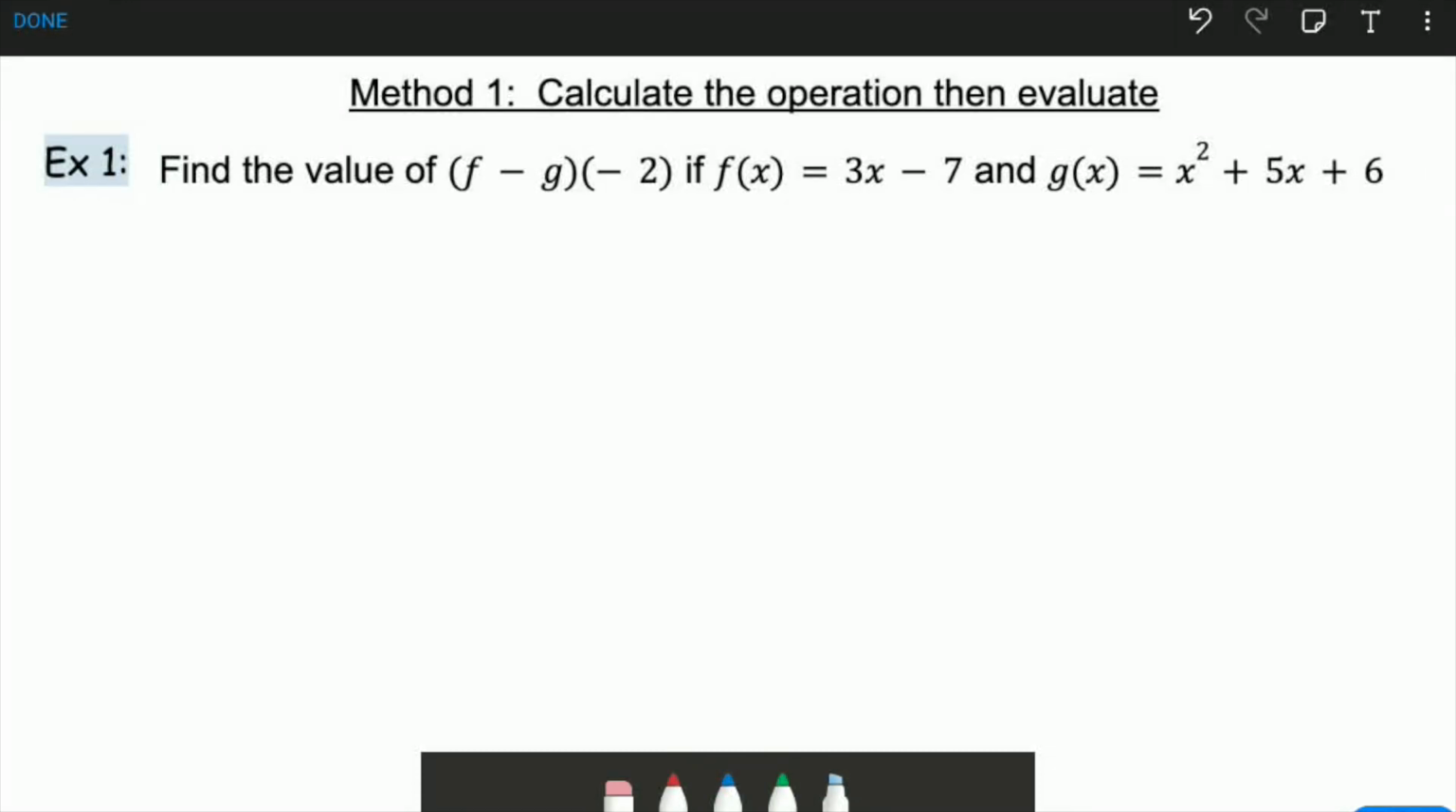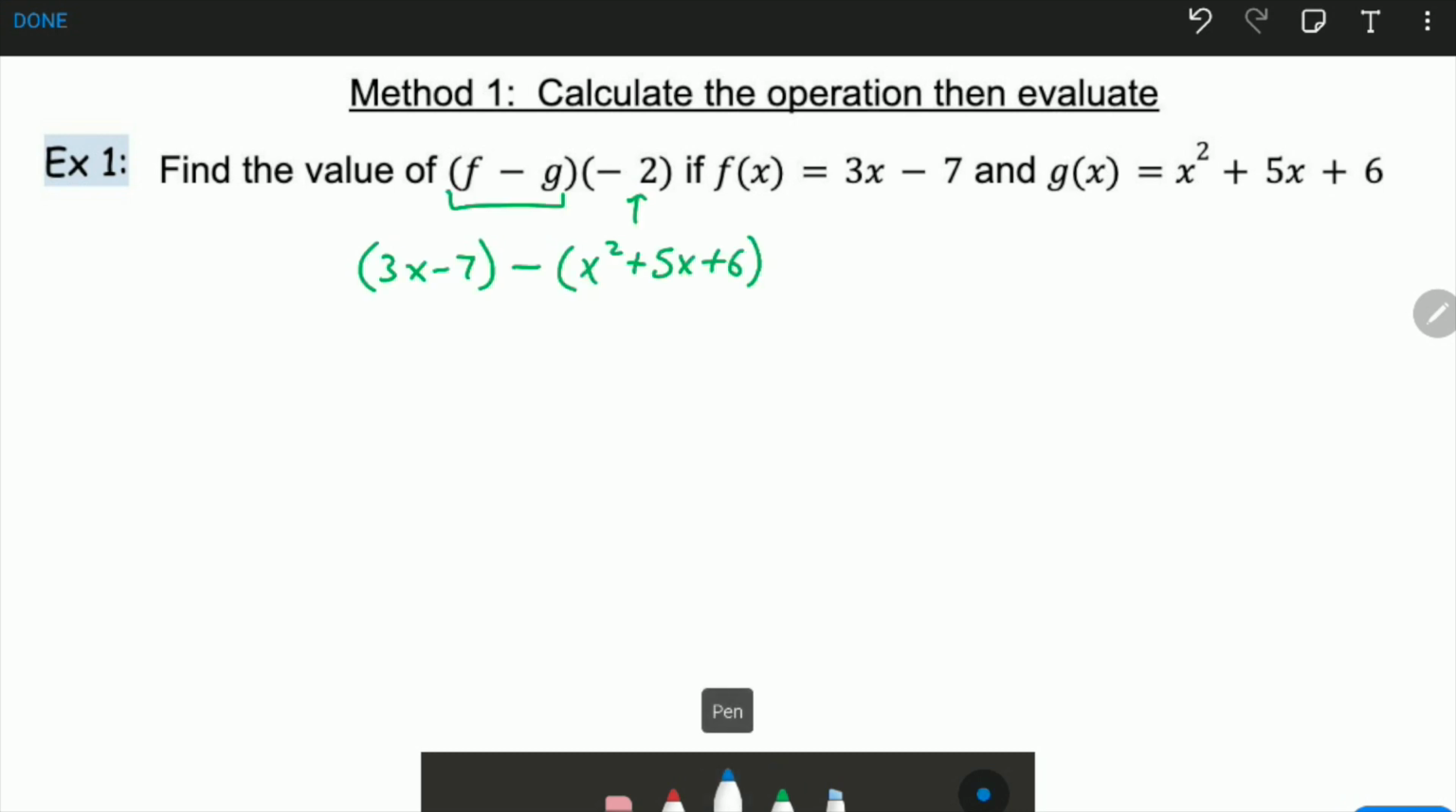Okay, so the first method we're going to use is calculate the operation and then evaluate it. So that involves us doing the operation of f minus g and then plugging in our -2. So my f of x is 3x minus 7 minus my g of x, which is x squared plus 5x plus 6. So if I go through and simplify this, I'll have to distribute my negative through.